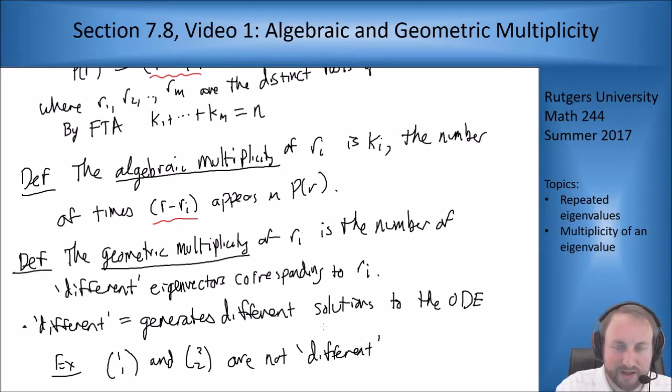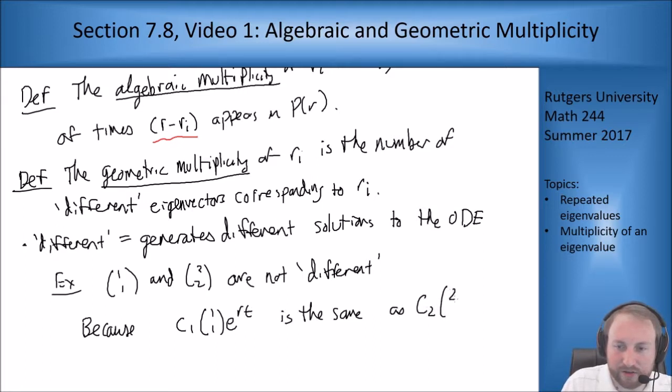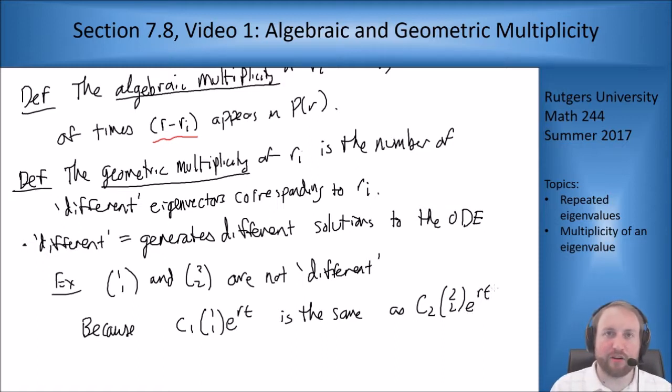Why? Because C1 times (1, 1) e to the RT is the same as C2 times (2, 2) e to the RT. I'm just changing my C by doubling it or cutting it in half, depending on which way you want to go. So these, for varying values of C, generate the same set of solutions to my ODE, so they are not different eigenvectors. They're effectively the same one.